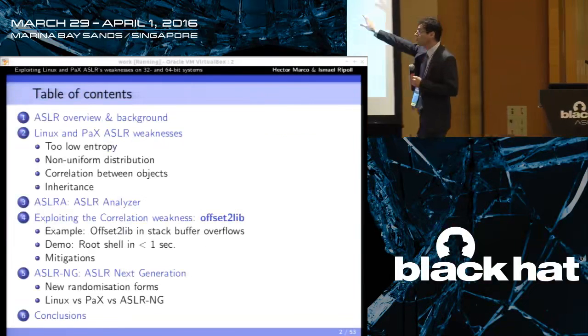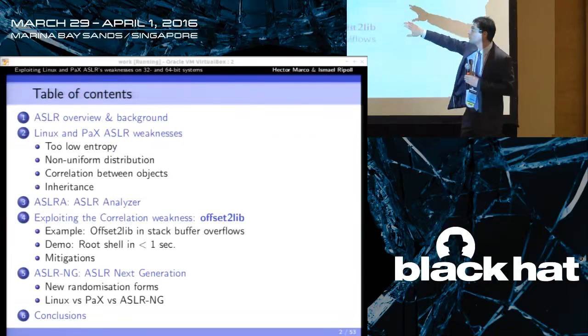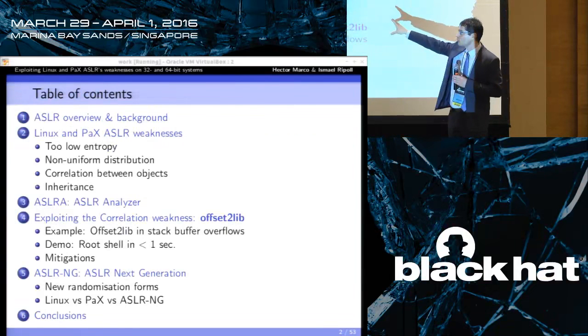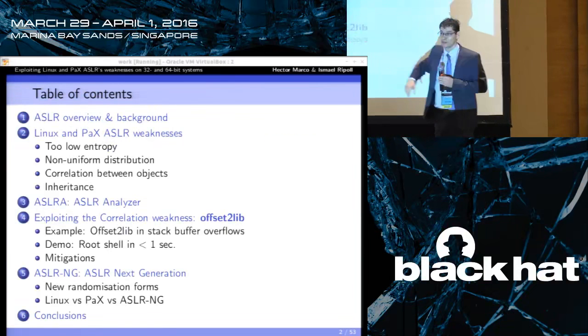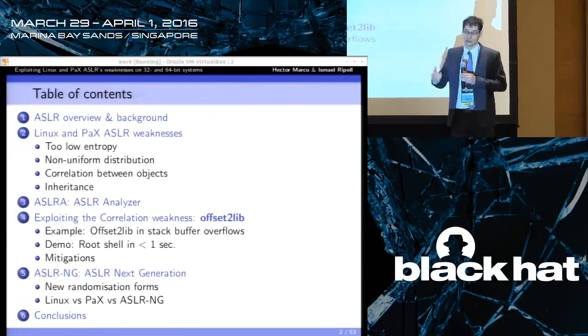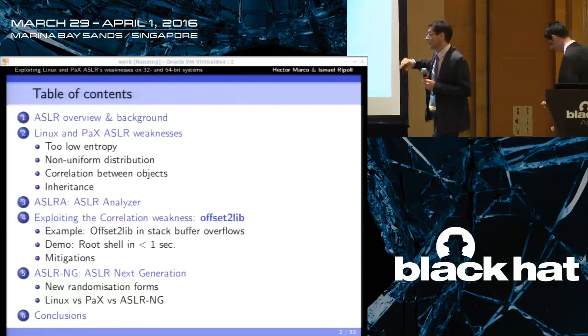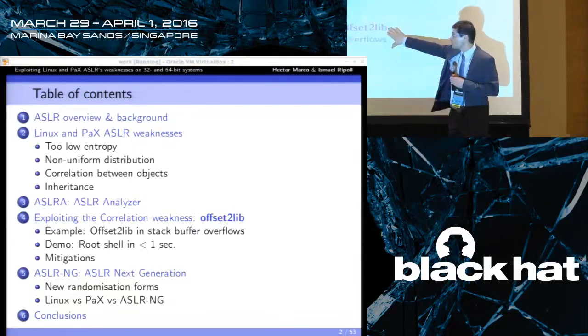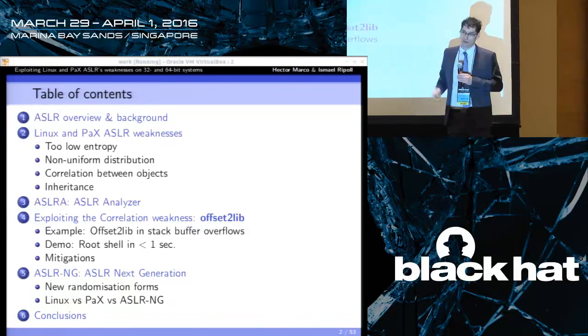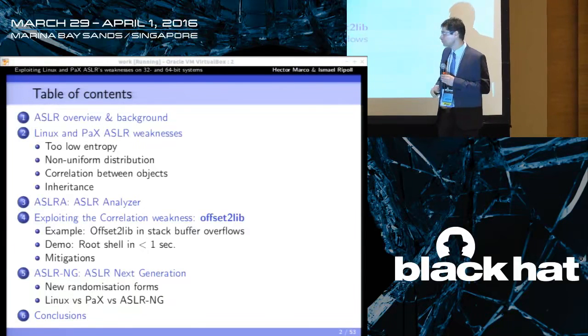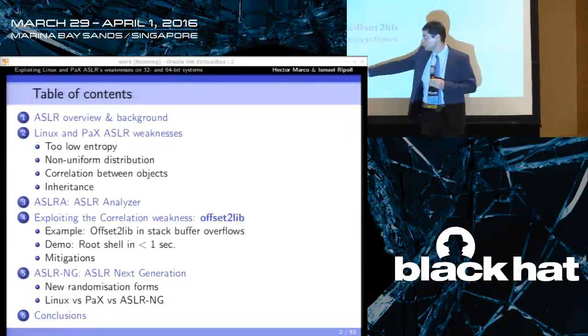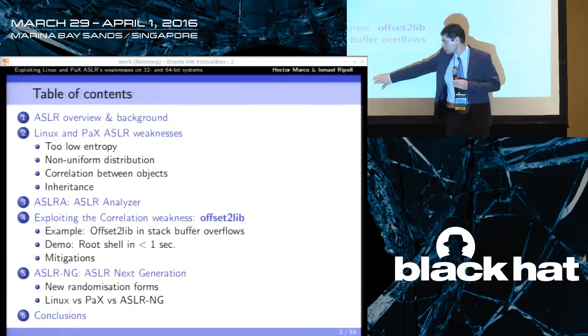I will give you a brief, quick overview of what ASLR is. I will show you the weaknesses, also a tool that we have developed in order to find the weaknesses and to develop a new version. And a brief explanation about how one of the weaknesses, the correlative weakness, can be exploited. This has been presented by my colleague, Hector Marco.